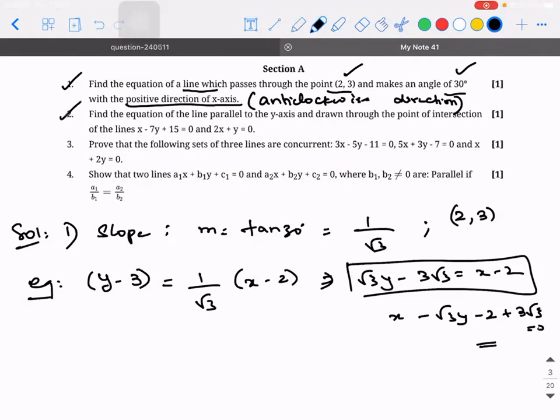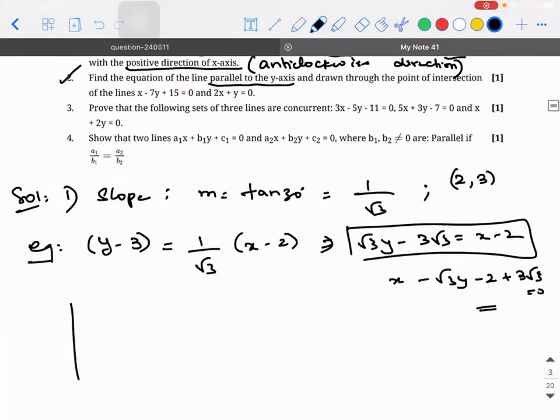Okay. Next. Find the equation of the line parallel to the y-axis. So what is the equation of a line parallel to the y-axis? You have a line like this. A line parallel to the y-axis is given by the equation x is equal to k, because x is always a constant. Every x coordinate on this line will be the same.